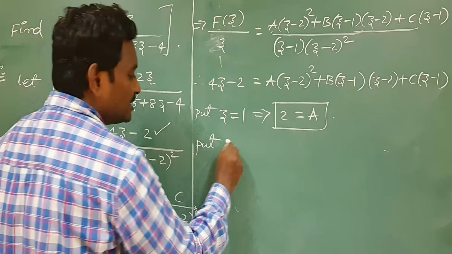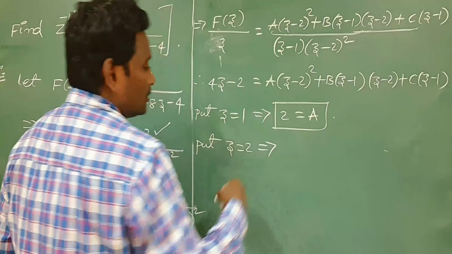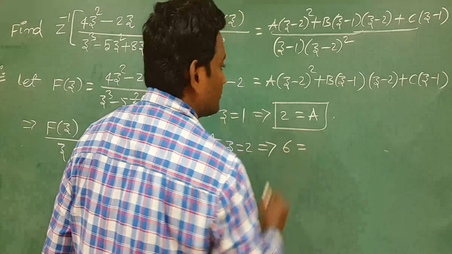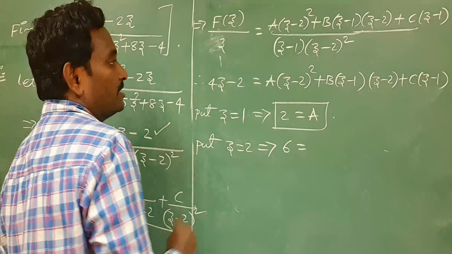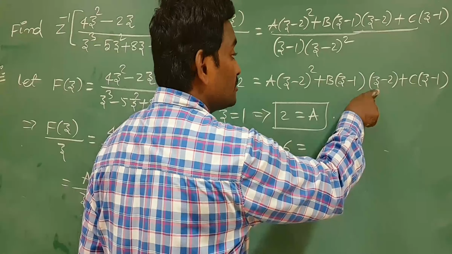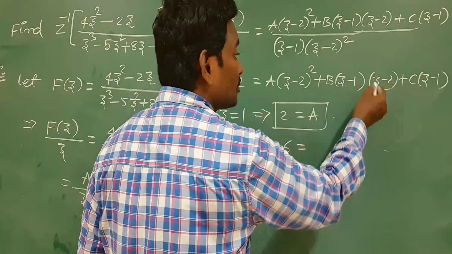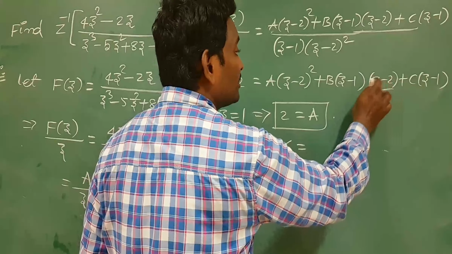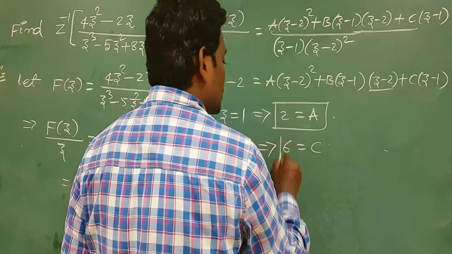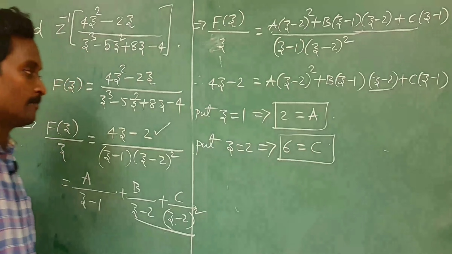That's why first put z is equal to 2: 2 twos are 4, 4 minus 2, 2... Here this term becomes 0, and B also becomes 0 because it has a z minus 2 term. If you replace z is equal to 2, you will get 2 minus 2, which is 0, and anything times 0 is 0. Directly you will get the C value. So I got C value is 6.